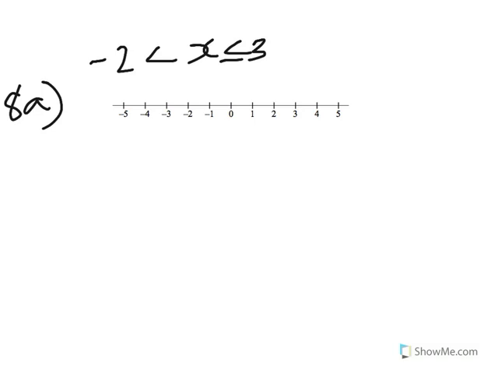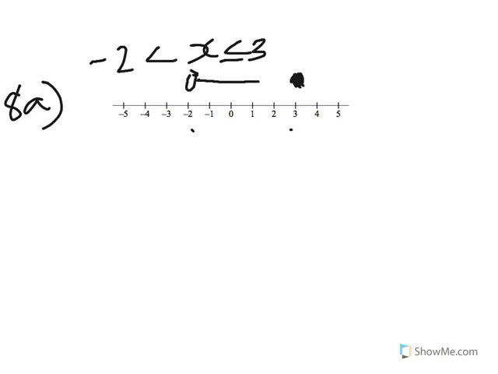So how do you do this on a number line? It starts from negative 2, right? But negative 2 is not included. So you put a hollow circle over negative 2, and it ends at 3, and 3 is included, so you color in the circle. So it starts at negative 2 and ends at 3, and you have to include all the numbers in between. So how do you do this?